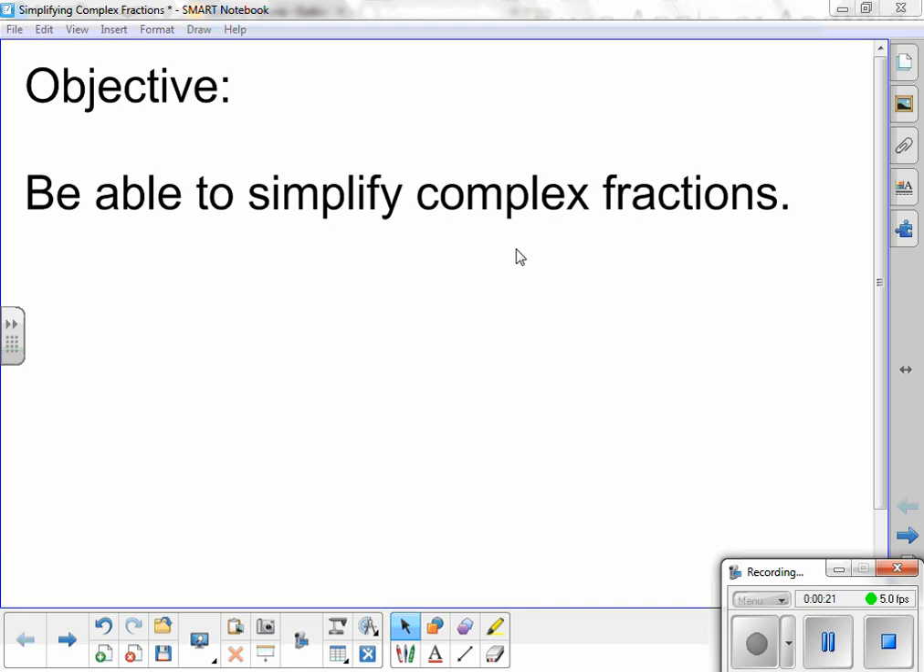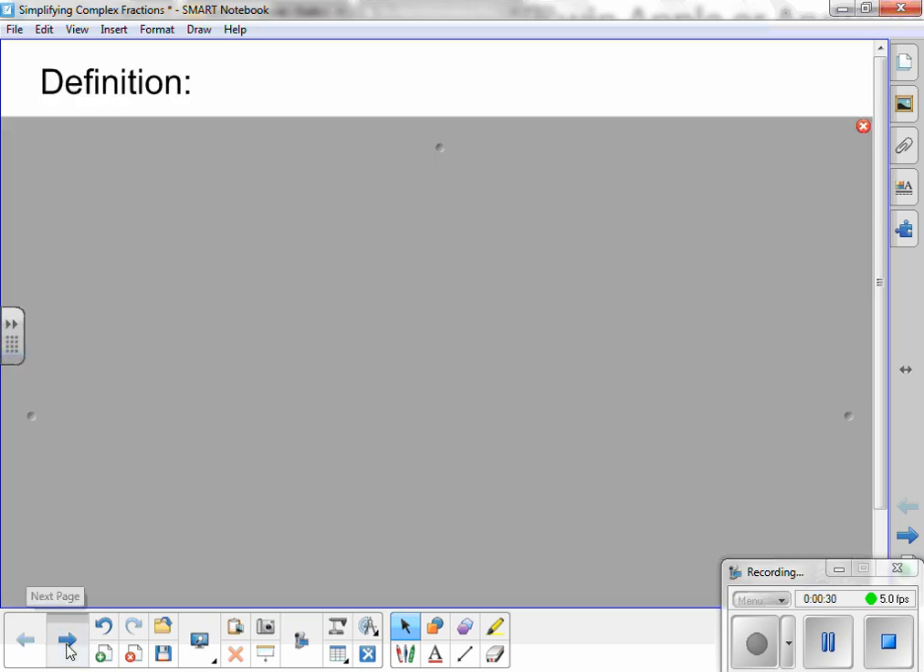So basically when something is complex, it's kind of more complicated. So these are complicated fractions. So just in case you didn't like fractions, this will make you hate them. So here we go. Definition.